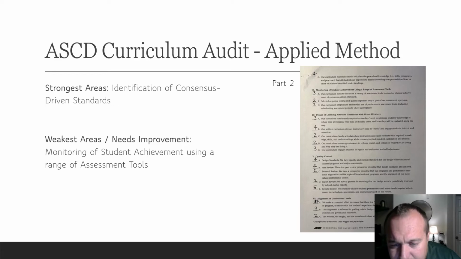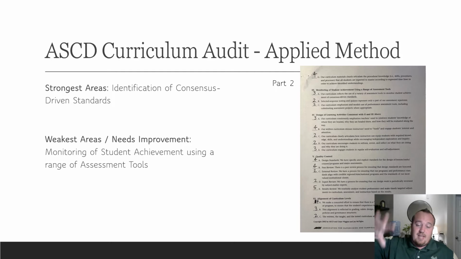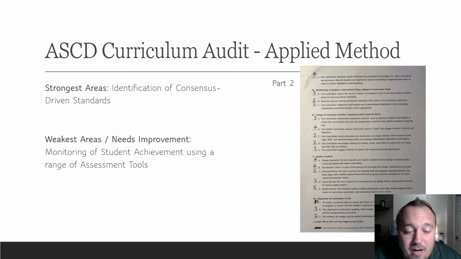As I completed each of the 6 subsections, here are some trends I noticed. My strongest area was identification of consensus-driven standards at East Bay High School and through professional development. I feel like we're very good at taking the standard and then making our lessons match the standard. Our weakest, needing improvement, is monitoring of student achievement using a range of assessment tools. In U.S. history, because the EOC is all multiple choice, we only give multiple choice tests, but opening it up to using paragraphs or other things could be important.